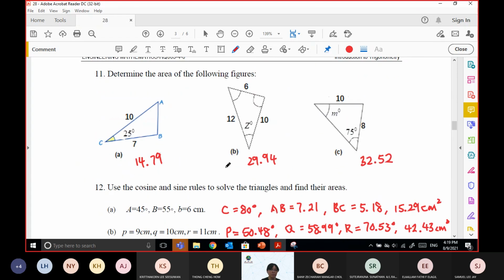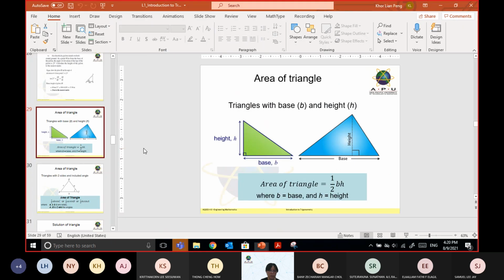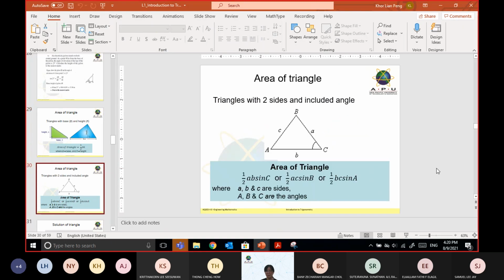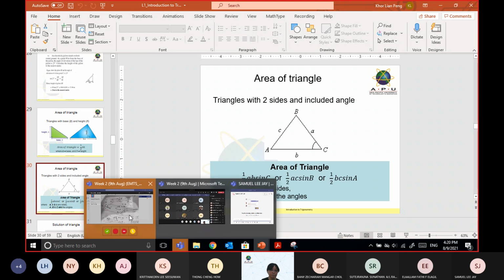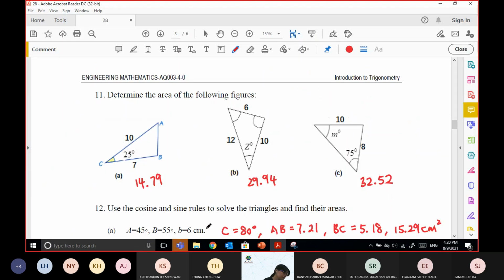While waiting for the solutions for the two of them, we look at question 11. Question 11 is to determine the area. Since you are not dealing with a right angle triangle, you need to use this formula to solve it. Can I have another student to share this solution as well? Maybe I just need one of them.